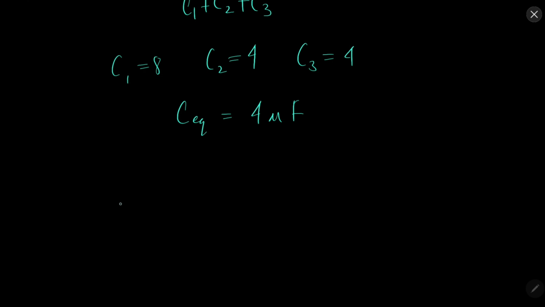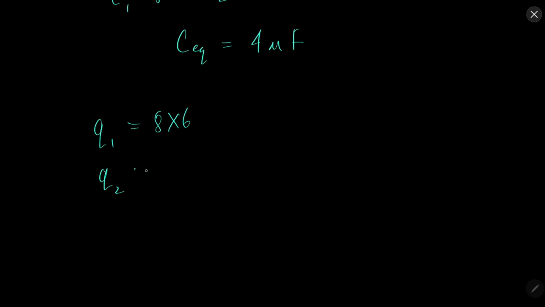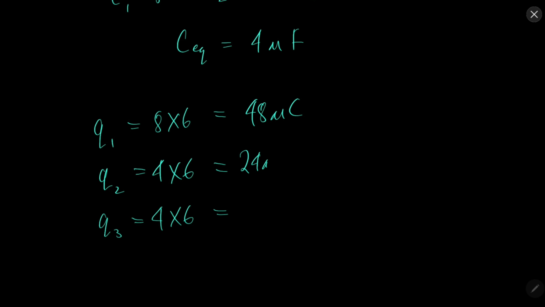Now we know the value, so Q1 will be 8 into 6, Q2 will be 4 into 6, Q3 will be 4 into 6, which will give us 48 microcoulomb, 24 microcoulomb, 24 microcoulomb.